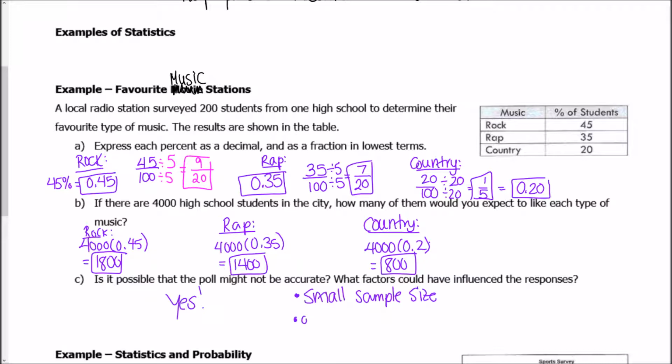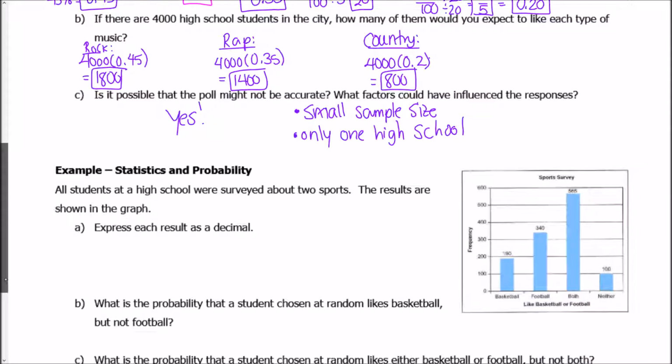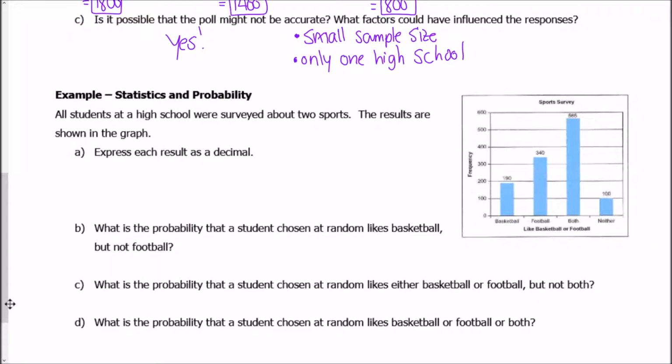It was only one high school, okay? And there are a lot of other different factors that might have influenced this response. Okay, all right, so now the next example that we have here is statistics and probability. It says all students at a high school were surveyed about 2 sports. The results are shown in the graph. Express each result as a decimal.